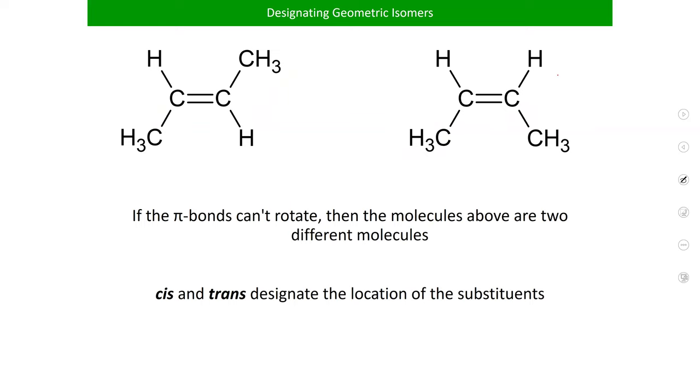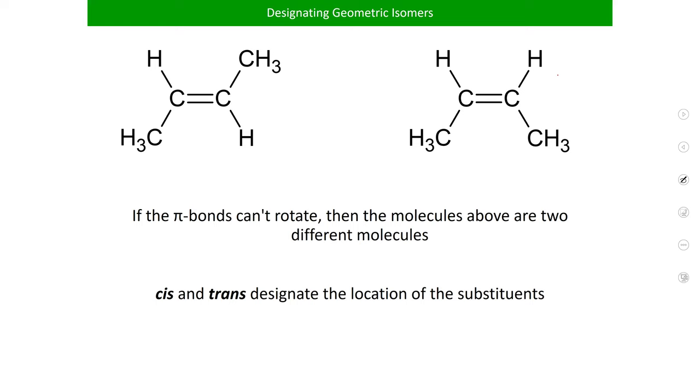So that's the difference between these two. These are both 2-butene. But because you actually have to break the pi bond to go from one to the other, it takes a significant amount of energy, more energy than you have freely available at room temperature. So basically, you can't get these molecules to switch back and forth. They look like they're the same molecule.